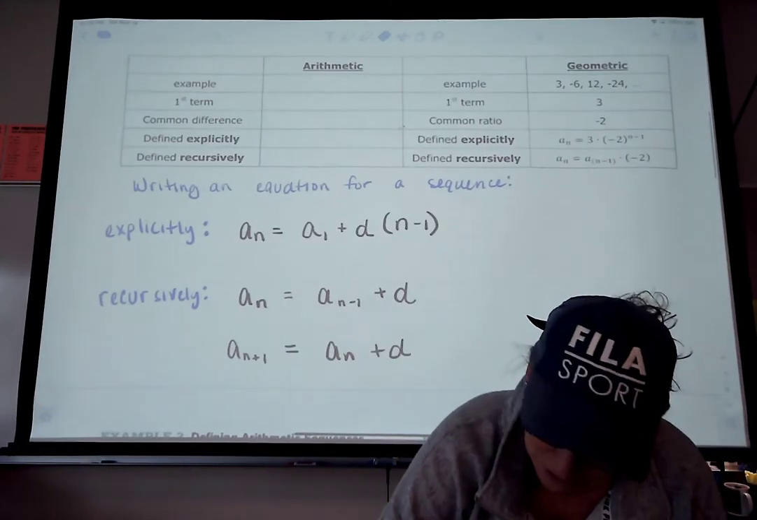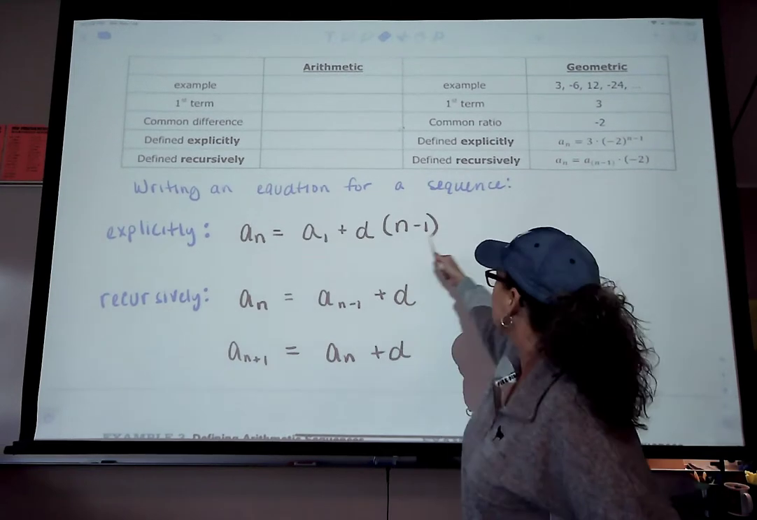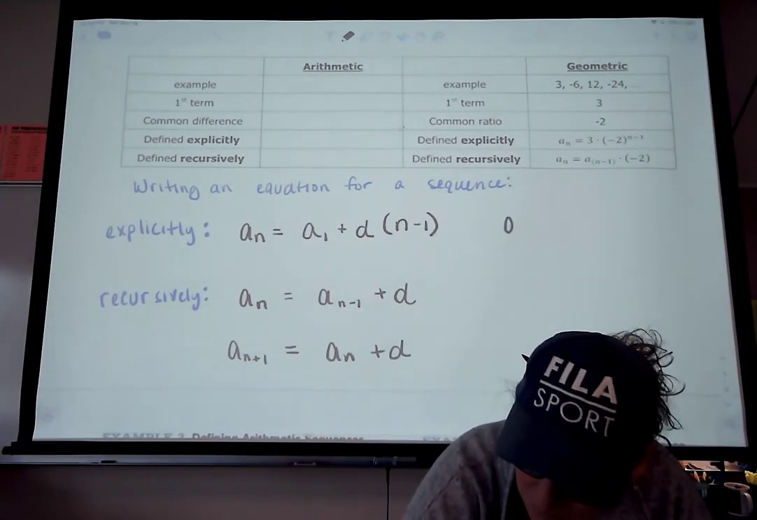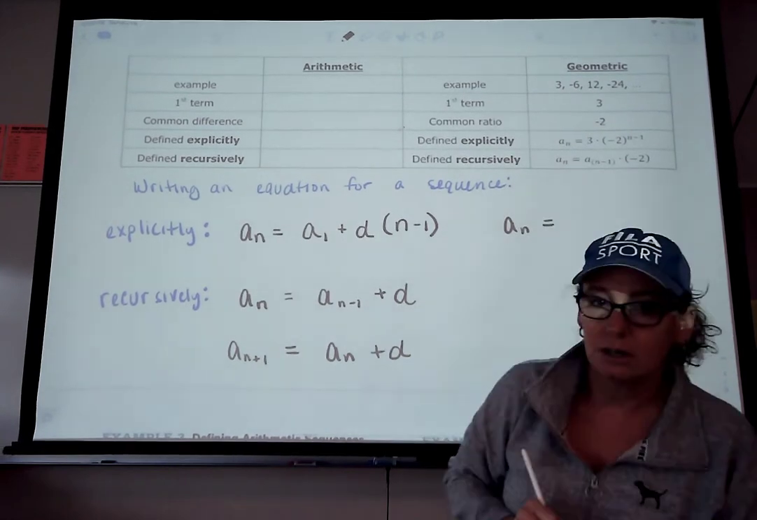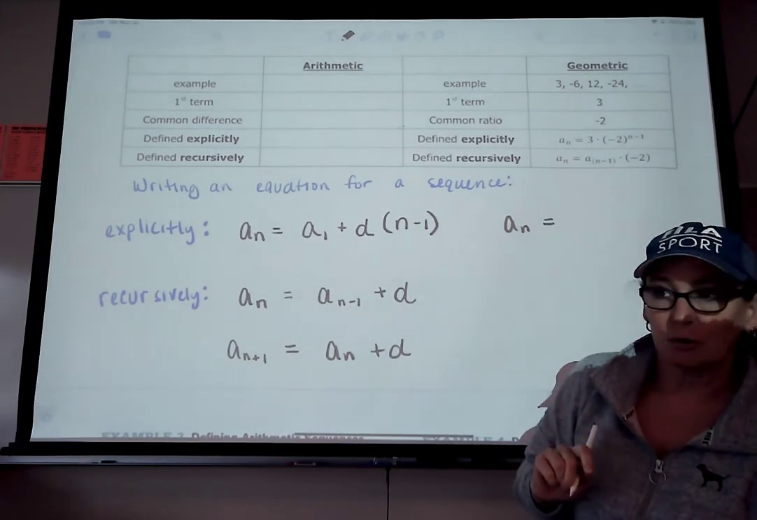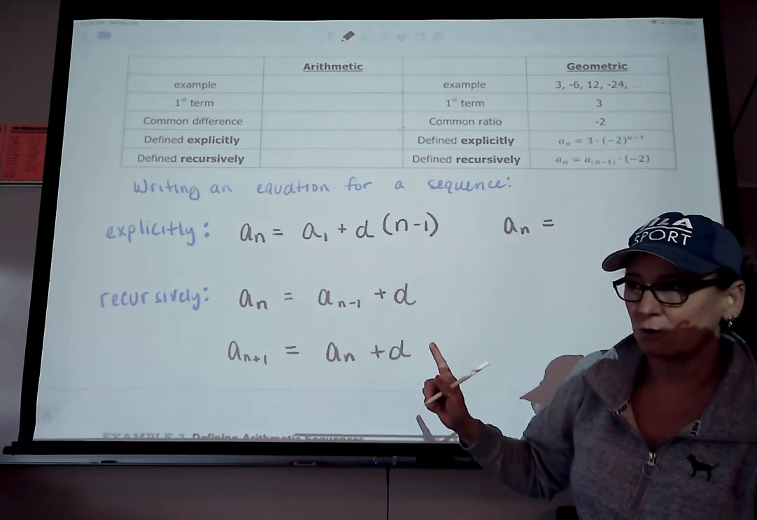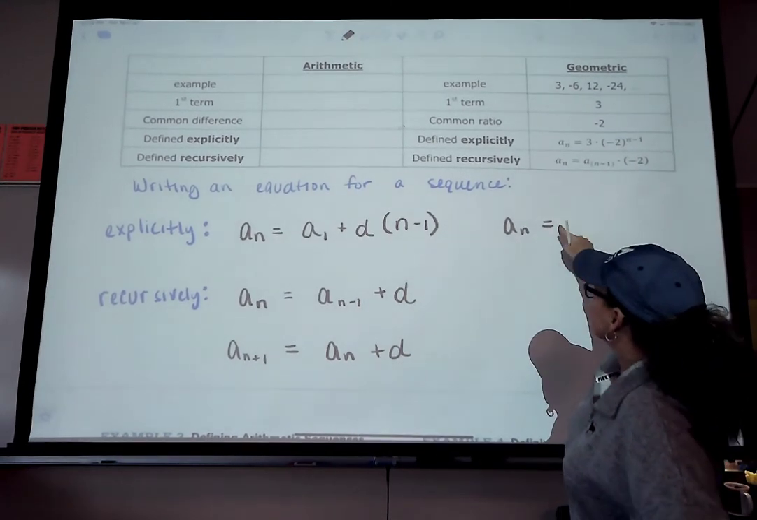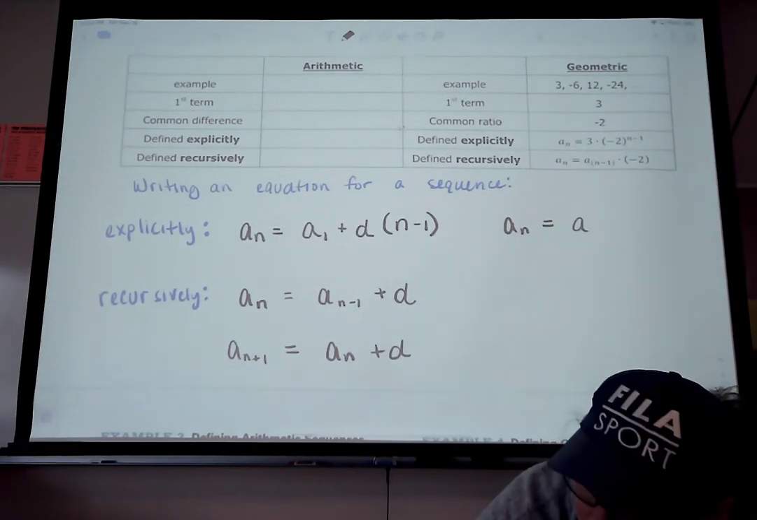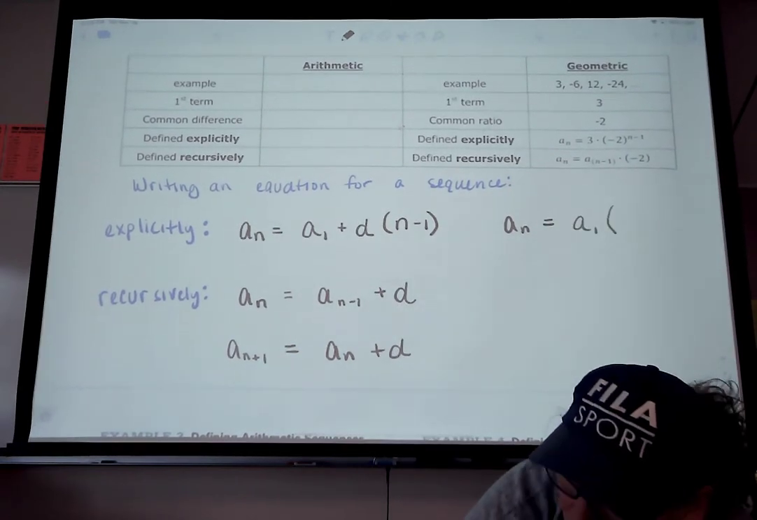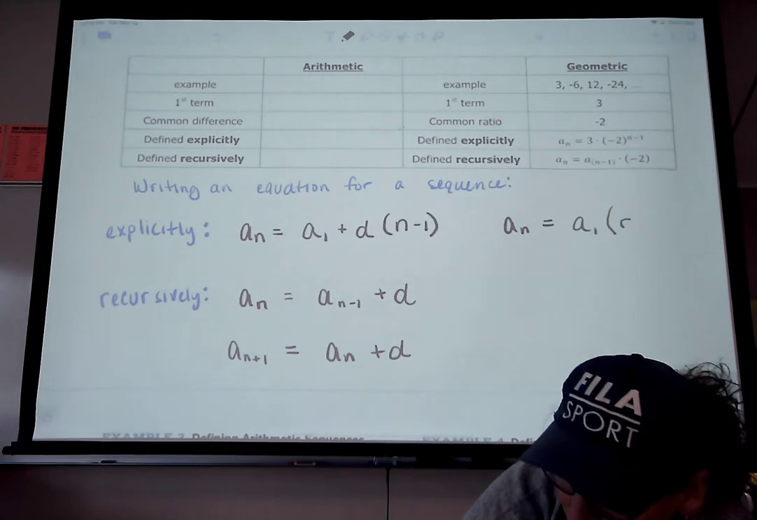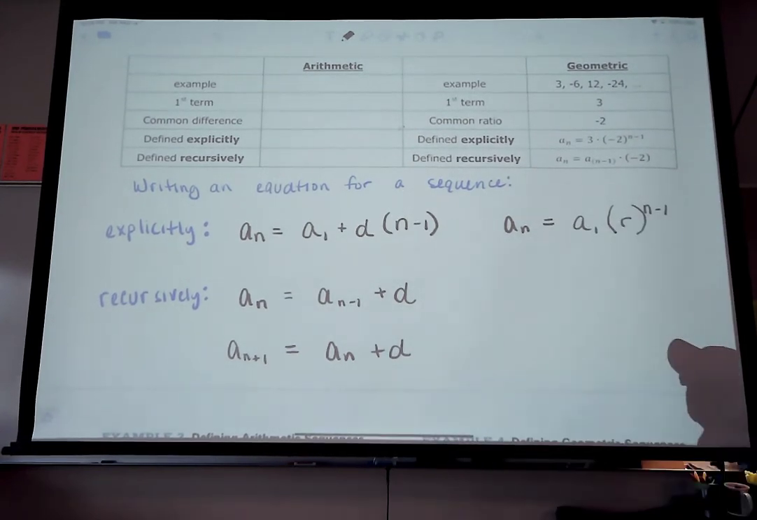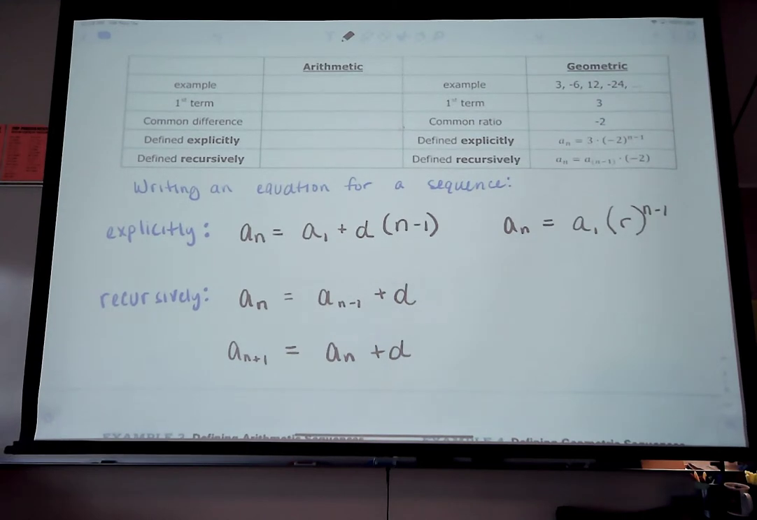For geometric, we can go explicitly for geometric. Explicitly. To get a term, you want to jump to the 100th term? Here's how you jump to the 100th term. A sub 100 equals, you need your first term times your common ratio to the n minus 1.